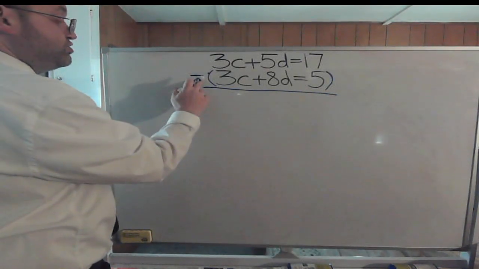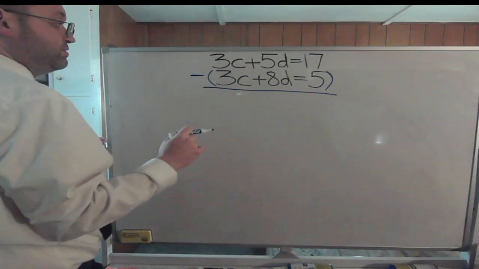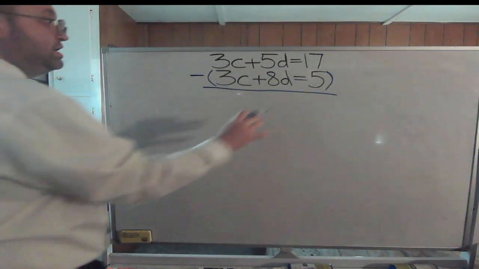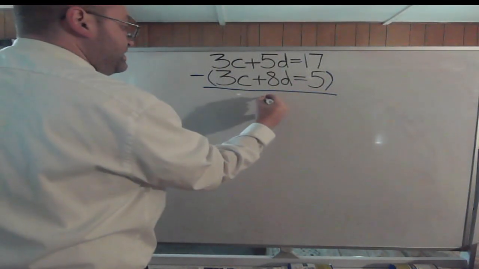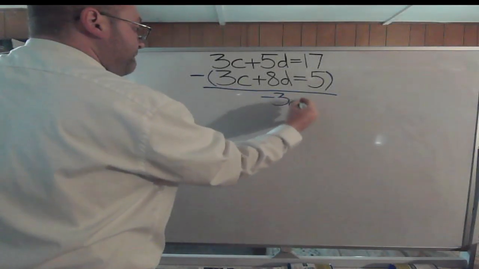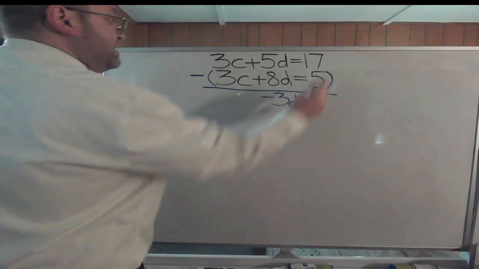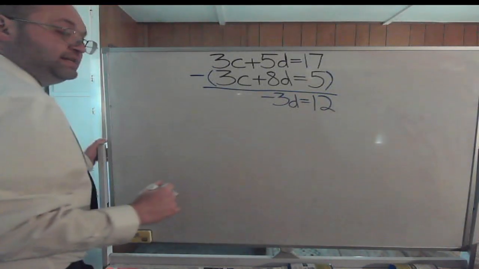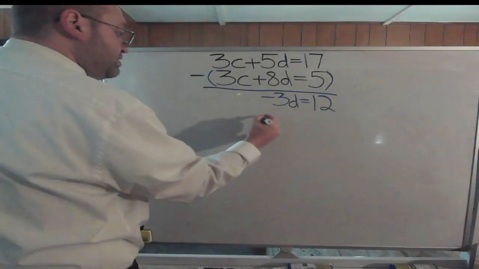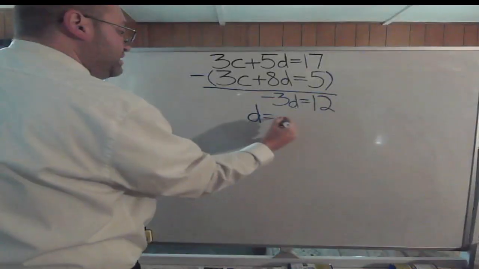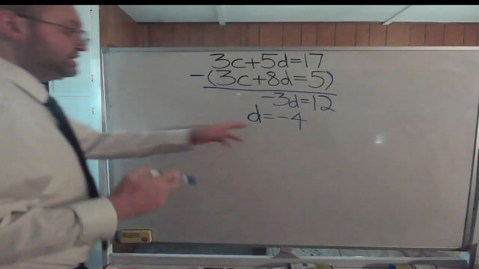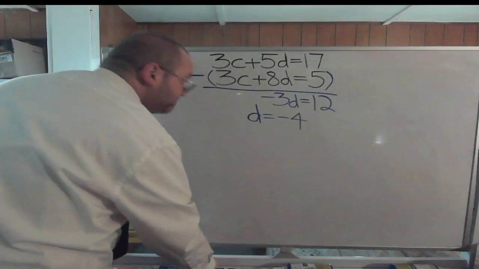You can actually subtract the second equation from the first. So 3c minus 3c, that goes to 0. 5d minus 8d, that's negative 3d. Then we have 17 minus 5, that's 12. So you get negative 3d equals 12, which means d is going to equal negative 4. So we found the d coordinate to be negative 4.